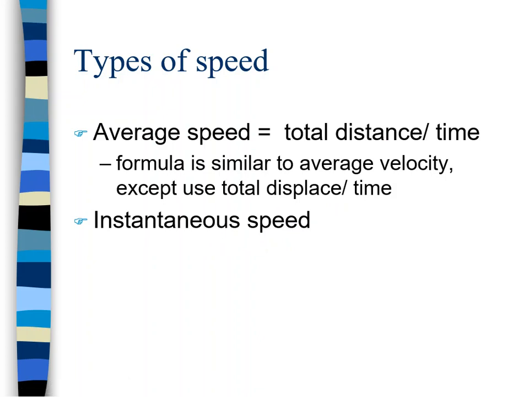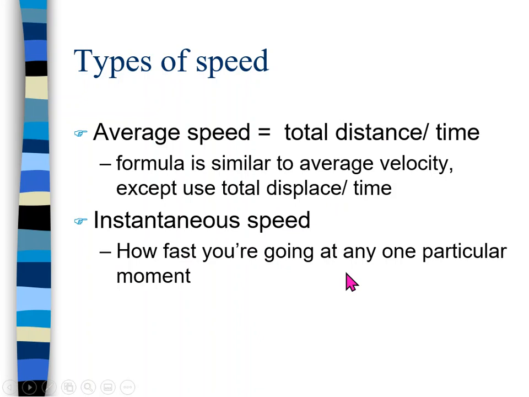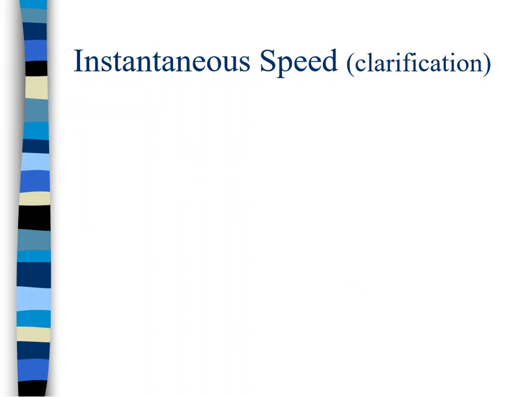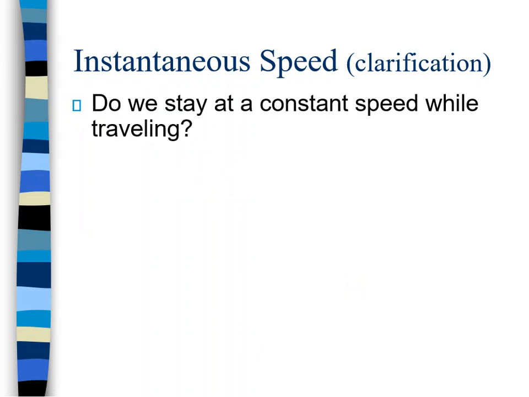Instantaneous speed is how fast we're going at that exact moment. So not the overall distance divided by the overall time, it's saying how fast you're going at that moment. Okay, so to clarify, think about this. When you're driving your car, or when you're walking, are you always staying at a nice constant speed? Or is there traffic? You just have to speed up, you have to slow down, and so on.